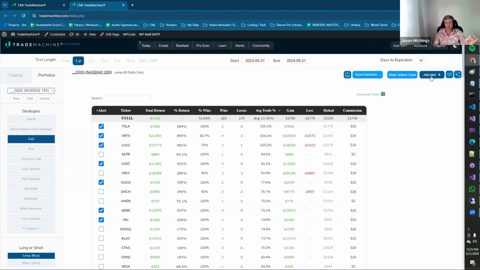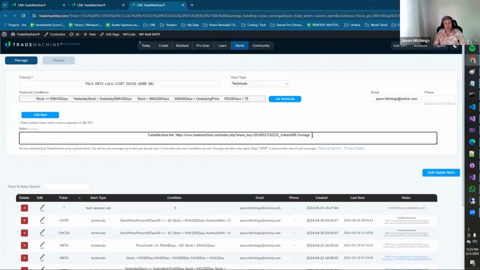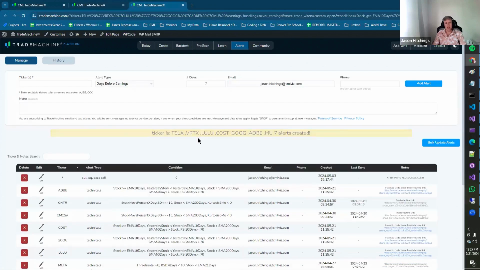And then if you click add alert, what this will do is take these tickers, create a link to the backtest with just those tickers. You can add a note saying, I want to trade these or whatever you want. And you can add a phone number if you want to get texted as well. And you can click add alert. And now it's created an alert and it's going to check the technical conditions individually on each one of those tickers. And you're going to get an email or a text that says, for instance, the bullish burst in Tesla triggered. And these are the conditions that caused it to trigger.